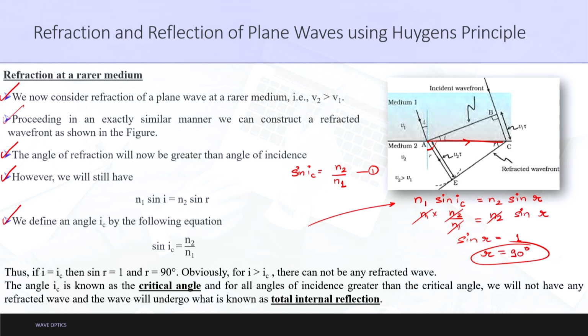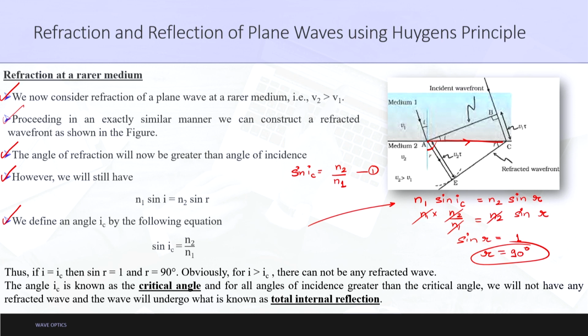Obviously, for I greater than IC, there cannot be any refracted wave, quite evident. Thus, angle IC is known as the critical angle. Sometimes the question can be asked, please define critical angle and write its equation. So, you will need to explain this complete line here, and then you will write that sin IC is equal to n2 by n1.